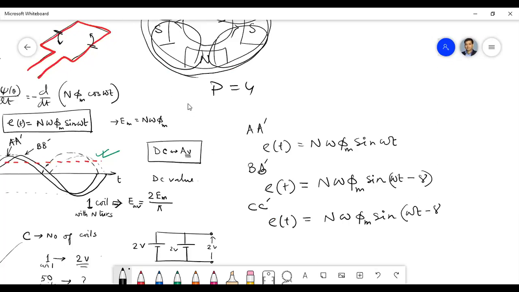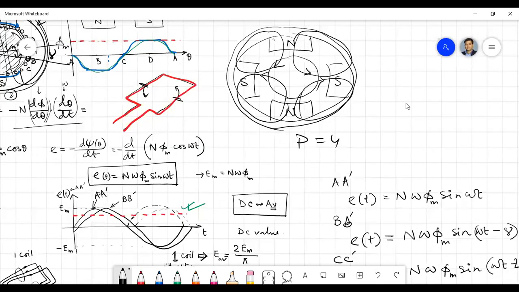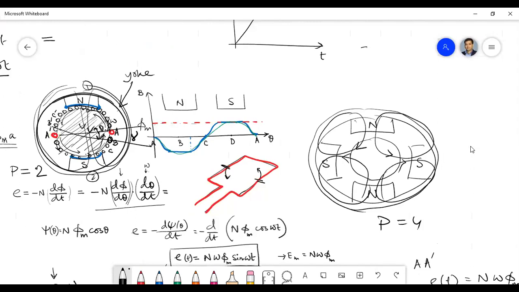Gamma is the angle between two consecutive slots, and that is called the slot pitch. Actually, we have slots like this in the rotor, through which the conductors are passed, like these conductors. So between these two consecutive slots, whatever angle we have, that is called gamma.